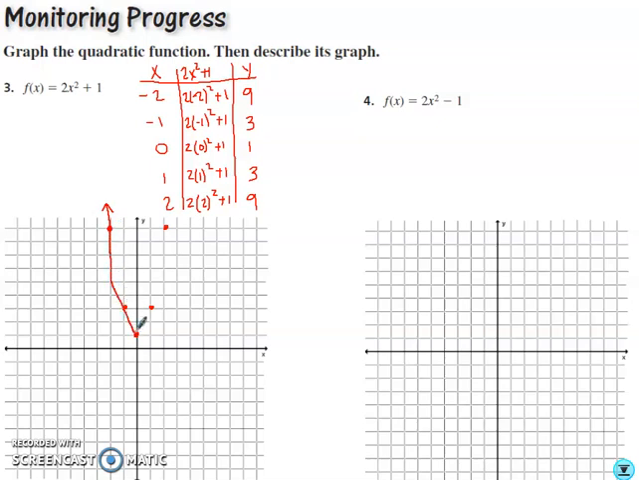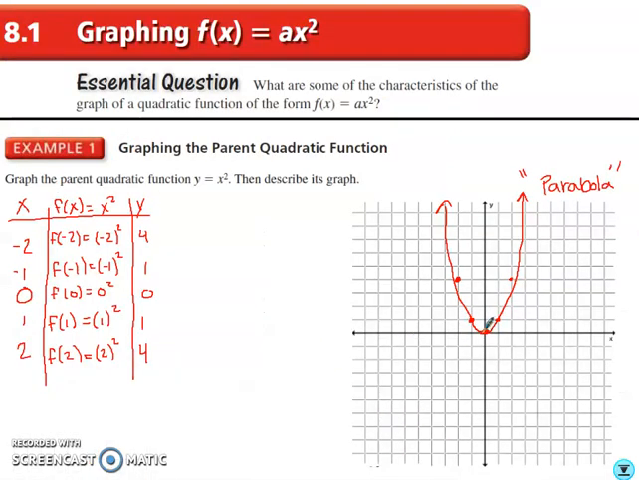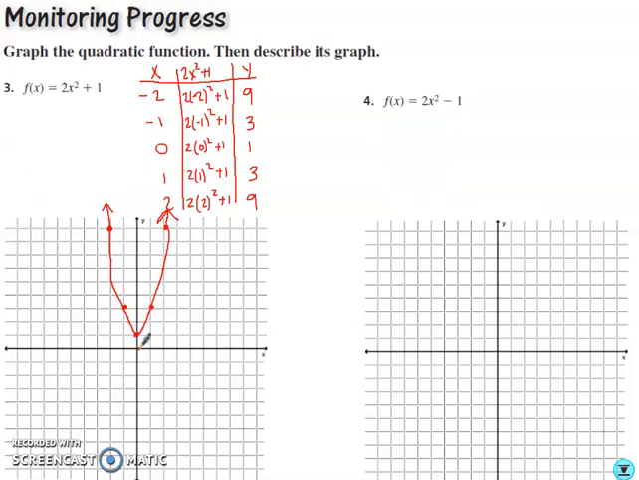So finding some points and graphing them, my graph looks something like this. The last couple, if we look back, had a point, or what we call the vertex, on the origin. But this one was moved up 1 from the origin, and that is because of the +1 that we have added onto the end.